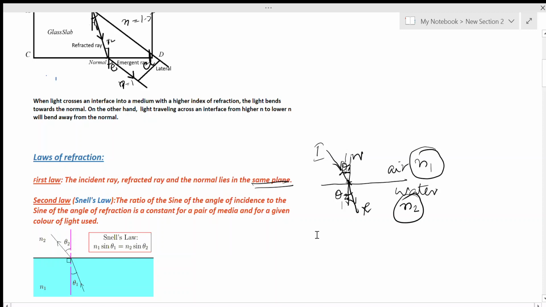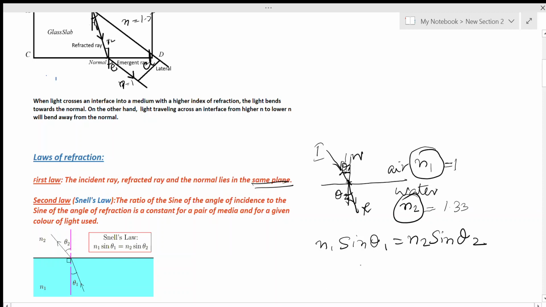So what you have to do is put N1 sine theta 1 is equal to N2 sine theta 2, because the products will be equal. The refractive index and sine of angle in that respective medium will be equal to each other. So that is what this shows: N1 sine theta 1 equal to N2 sine theta 2. Here in this case, N1 is air, so that has a value 1. Water has approximately 1.33.